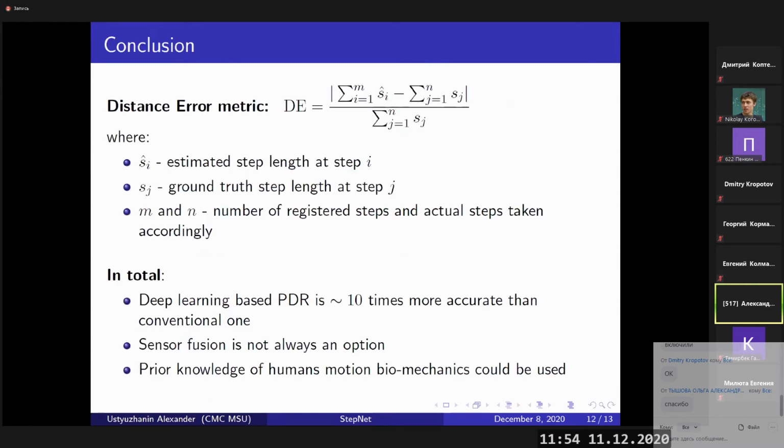Here we can see the evaluation metric, which is the distance error metric for the step length model. It's not particularly interesting, just the way they compare the results with other methods on the same dataset. So, in conclusion, deep learning based PDR is approximately 10 times more accurate than the conventional one.